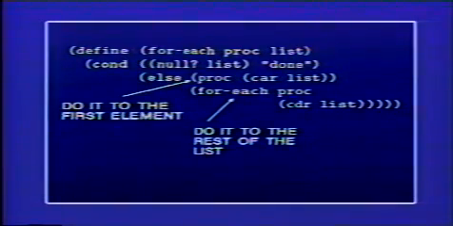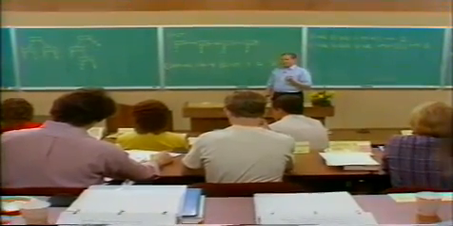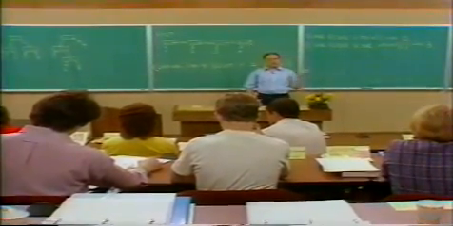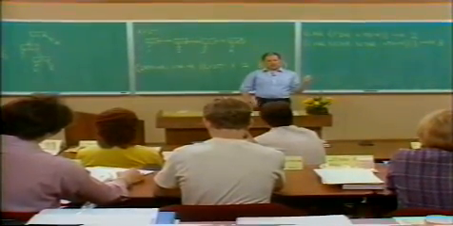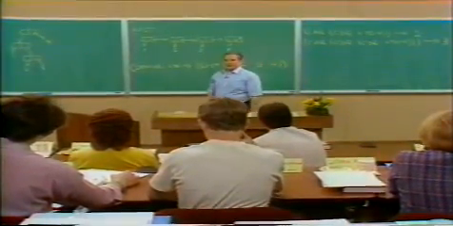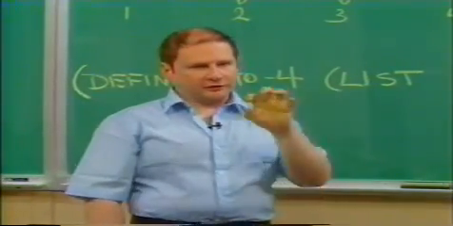And so, for example, if I had some procedure that printed things on the screen, if I wanted to print everything in a list, I could say for each, print this list. Or if I had a list of figures and I wanted to draw them on the display, I could say for each, display on the screen this figure.